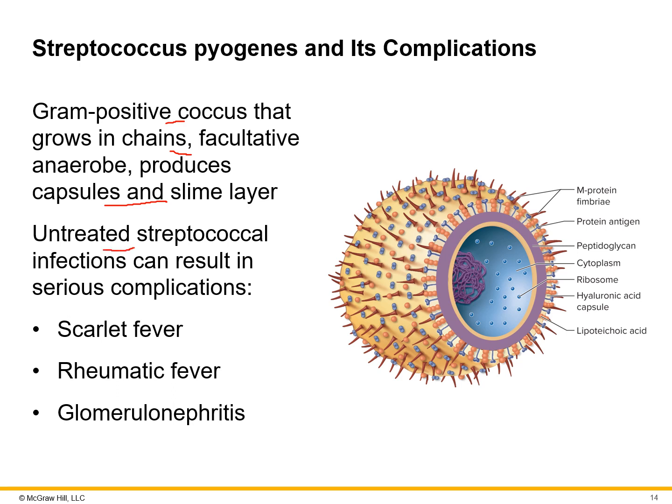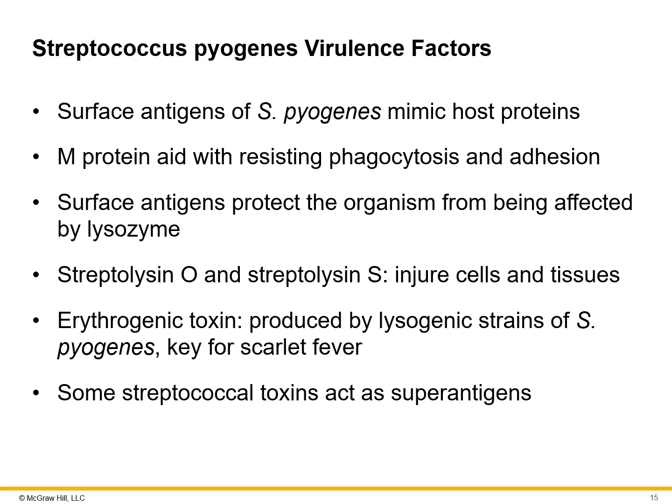Untreated infections can actually cause some very serious complications, including scarlet fever, rheumatic fever, and glomerulonephritis in the kidneys. So some of the virulence factors that we see: it does produce a surface antigen that looks like the host protein. So again, that makes it hard for the immune system to recognize it because it looks like it's supposed to be there. There's an M protein that helps it resist phagocytosis, also used for adhesion. Those surface antigens protect it from being affected by lysozyme, because again, it's gram-positive, so that should help. But those antigens act like a layer to protect it.